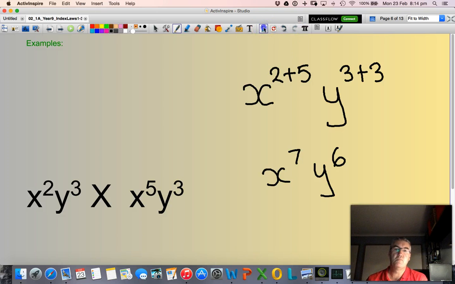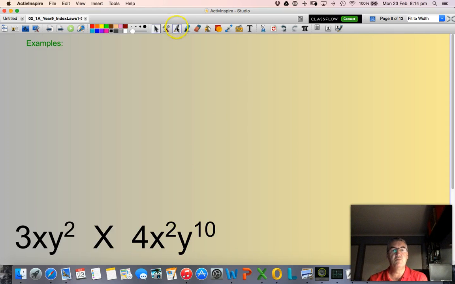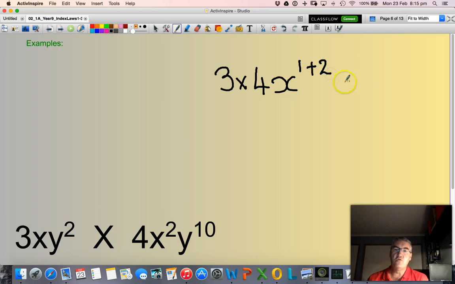I'll move to the next one, clear those annotations, and this is the last one that we're going through, which again, is just a little bit more complicated. So with the 3 and the 4, we call those coefficients. Now, we can just multiply those numbers straight out. So 3 multiplied by 4. So we'll just deal with the coefficients first. Now, I have my x's. This x will be x to the power of 1. So it becomes x to the power of 1, and we treat the x over here with the 2. So I'll add 2 to that one, plus 2, and then I look at the y's.